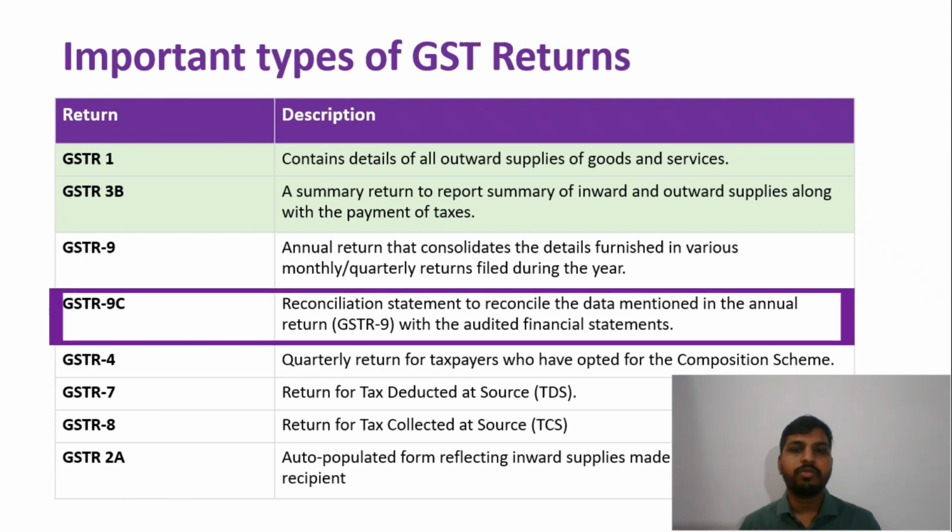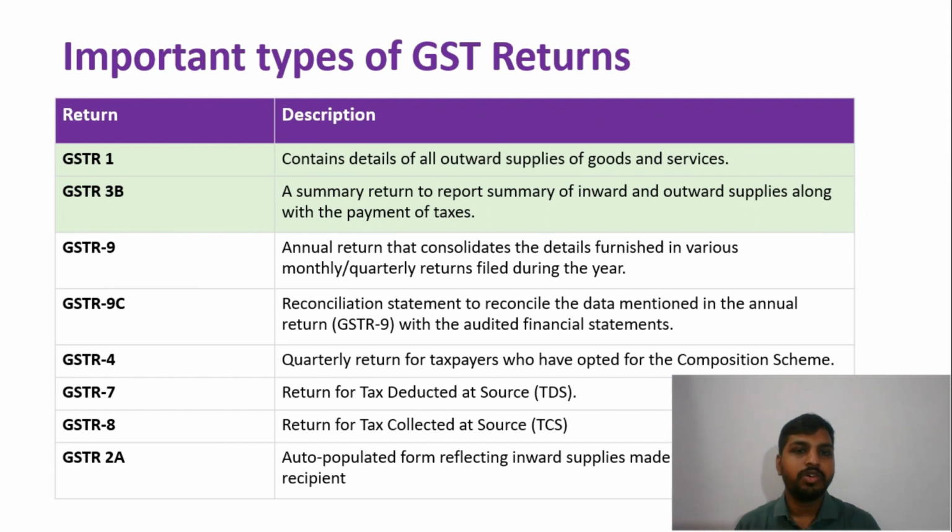Now let's move on to the fourth report, which is GSTR9C. Friends, the books of accounts of your business will also get audited. So this audited financial statement will also have the figure of sales that you have made or the purchases that you have made. So GSTR 9C is basically the reconciliation between your audited financial statement and the figure that you have mentioned in the returns.